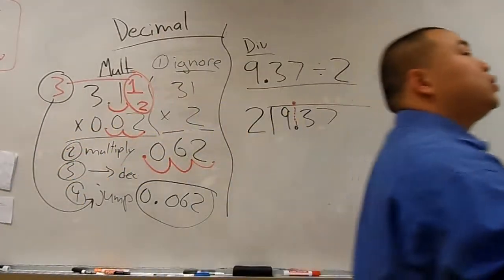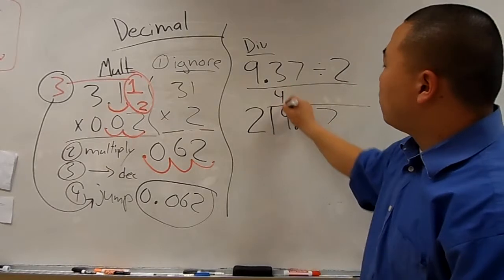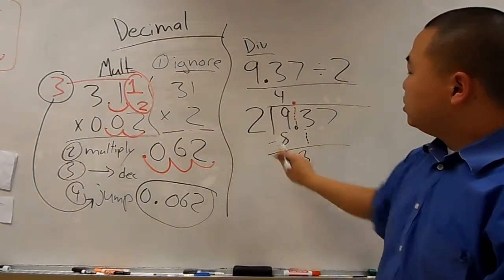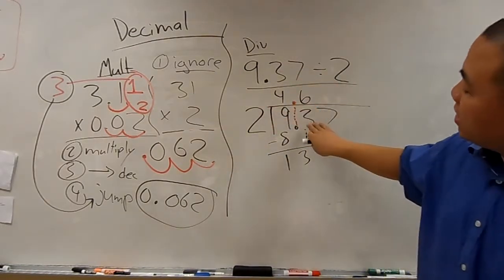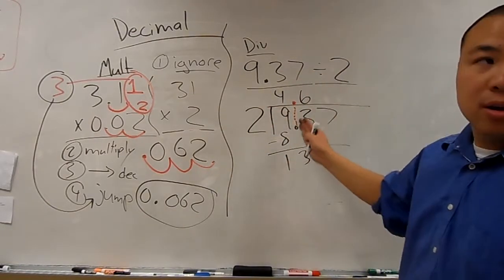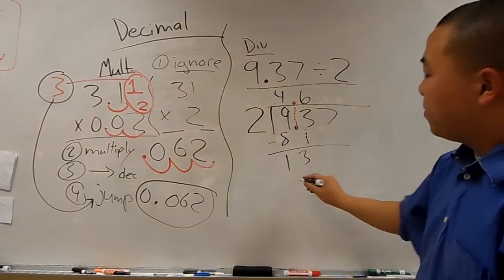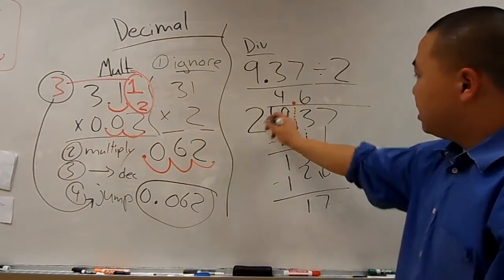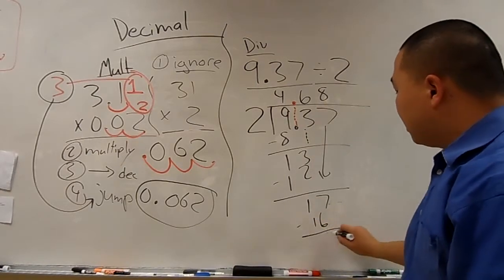Second step is you want to divide. 2 goes into 9 how many times? 4. 8, minus, 1, bring down the 3. 2 goes into 13, 6 times. Notice that I'm writing it still above the number, right? The decimal doesn't affect anything, it just goes straight up. I'm still writing above the number. That's a 12, 1, that's a 7, 2 goes into 17, 8 times, 16, and there's a 1.